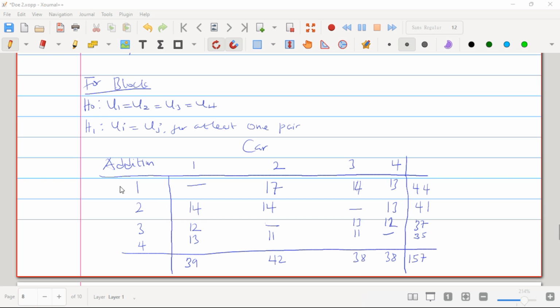After that, you add the additive levels. When you come to 1, you add everything, you get 44. When you come to the 2, you add everything, you get 41. When you come to the 3, you add everything, you get 37. When you come to the 4, you add everything and you get 35.